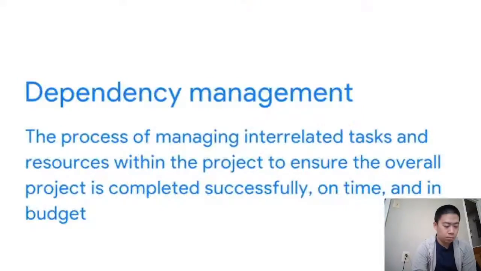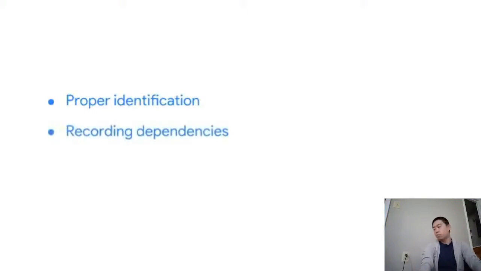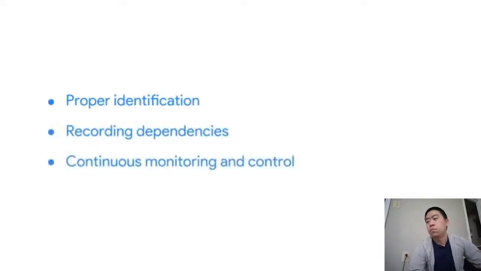decision. A project manager has to work diligently to incorporate dependency management. Dependency management is the process of managing all of these interrelated tasks and resources within the project to ensure that your overall project is completed successfully, on time, and in budget. To pursue effective dependency management, there are 4 important steps that a project manager can take: proper identification, recording dependencies, continuous monitoring and control, and efficient communication.